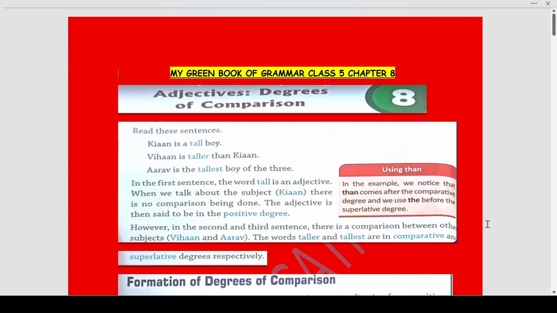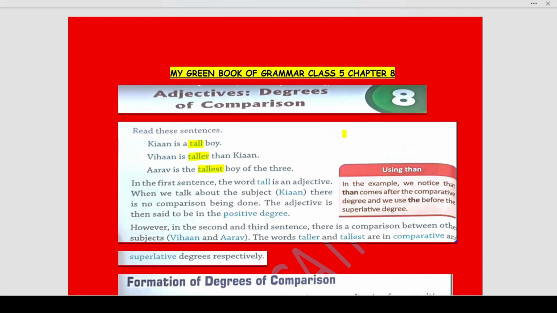In this video, we shall do chapter number 8, Adjectives, Degrees of Comparison. Read these sentences. Kian is a tall boy. Vihan is taller than Kian. Araf is the tallest boy of the three. Tall, taller, tallest. Now, students, in this chapter, we are reading about adjectives.